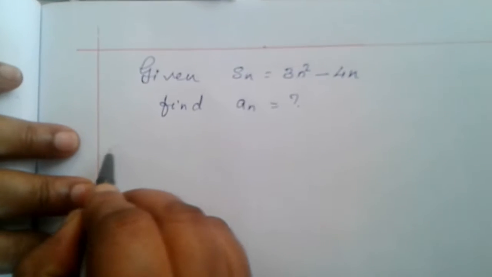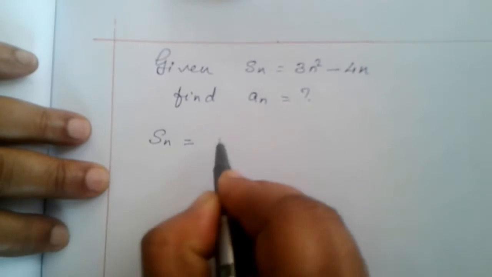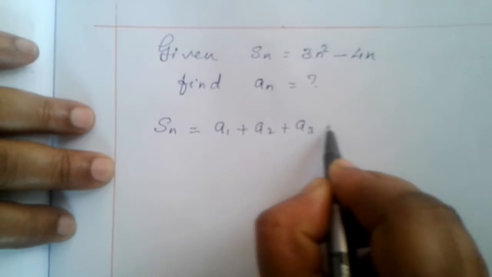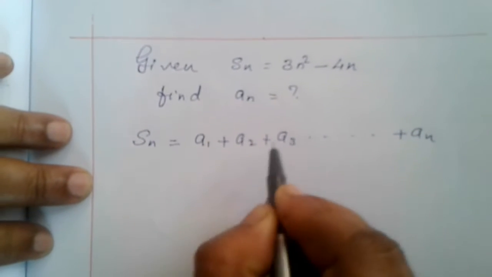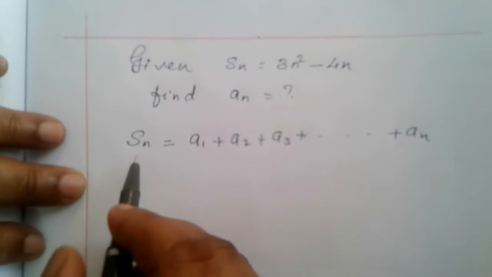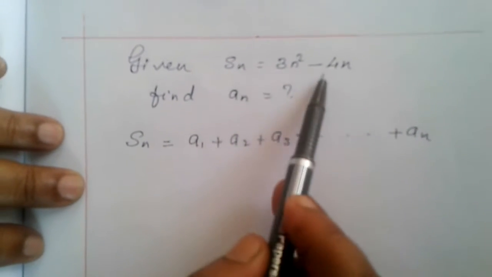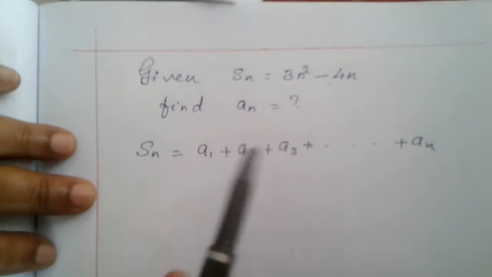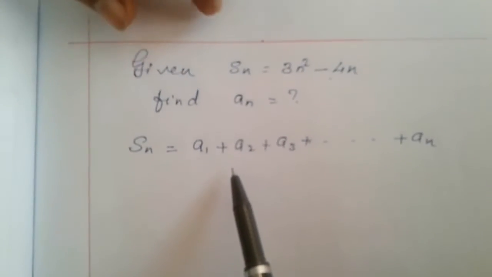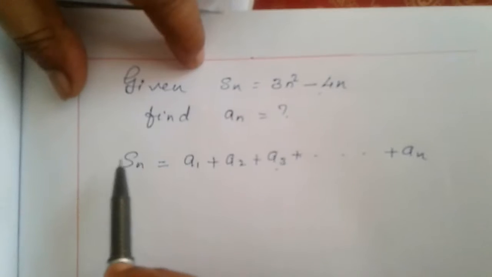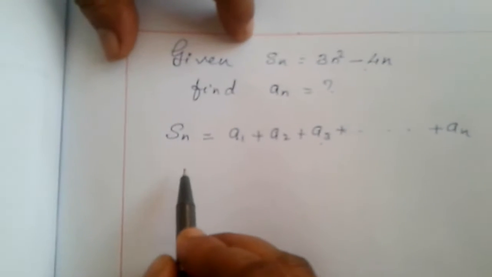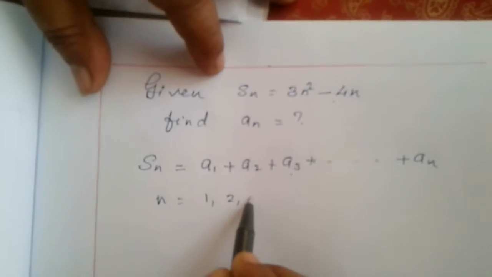We know that Sn means a1 plus a2 plus a3 plus etc. plus an. That is Sn. It means the sum of n terms that is given here. So S1 means first term, one term. S2 means sum of two terms. S3 means sum of three terms. In such a way we can find out a1, a2 and a3 by substituting n equal to 1, 2, 3, etc.